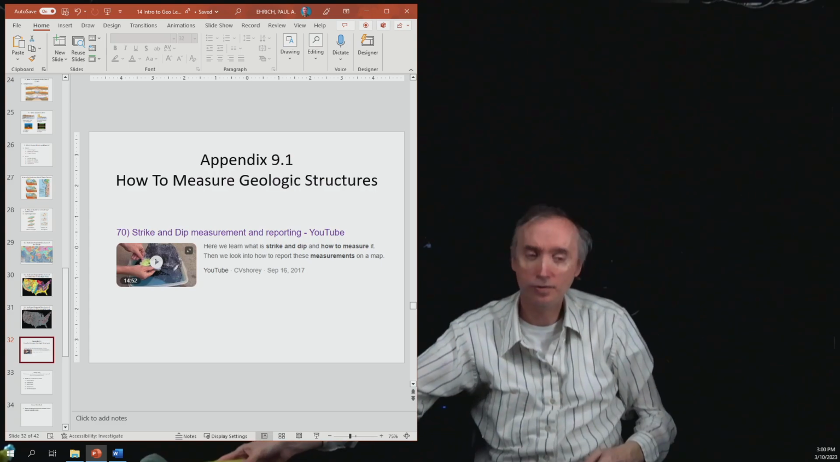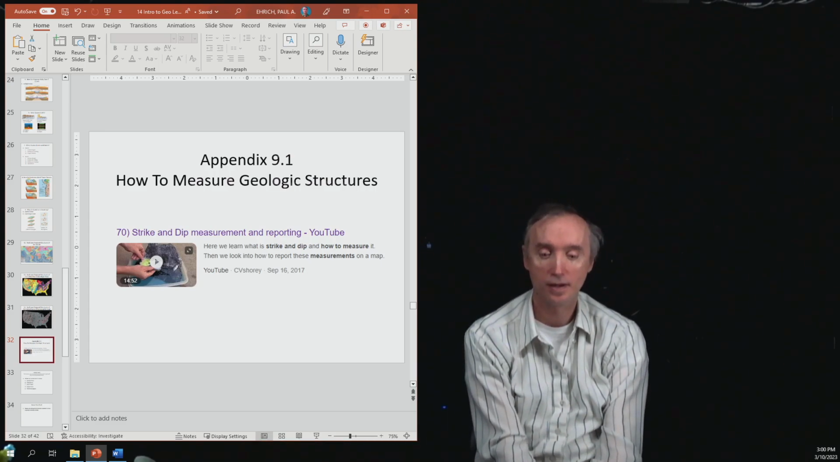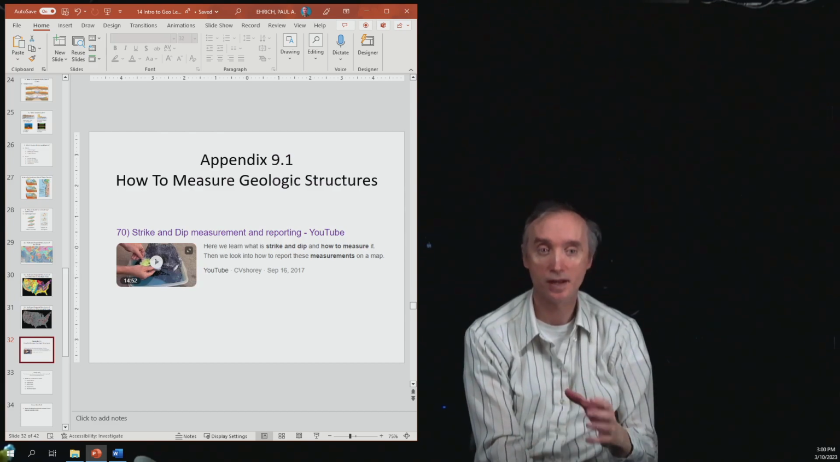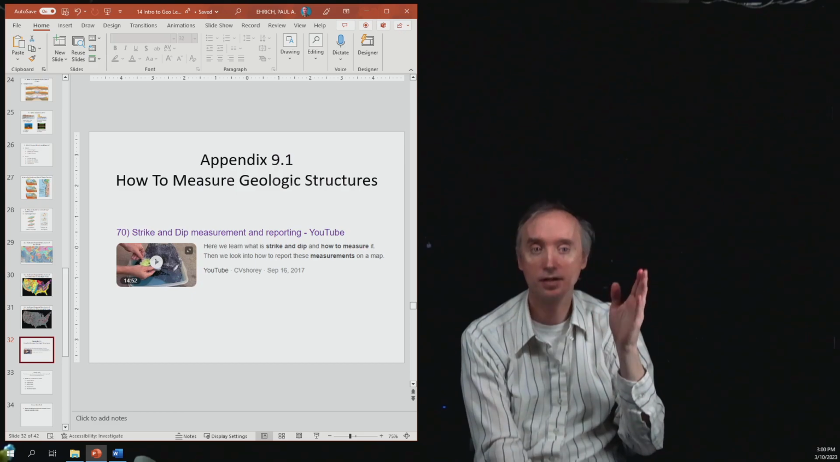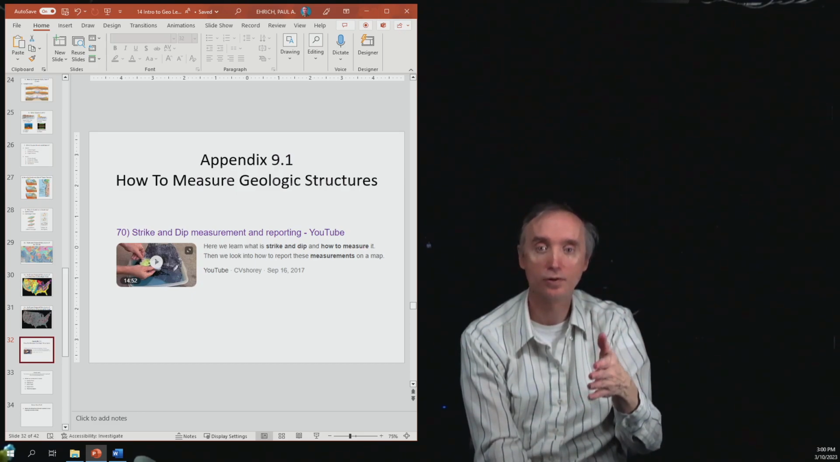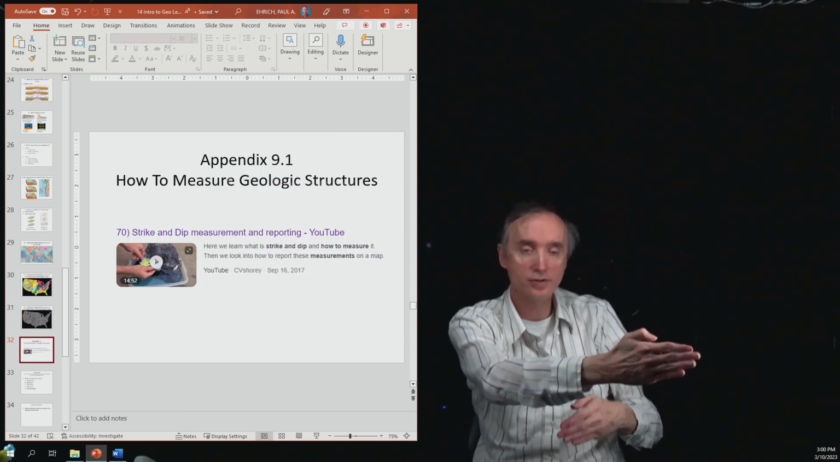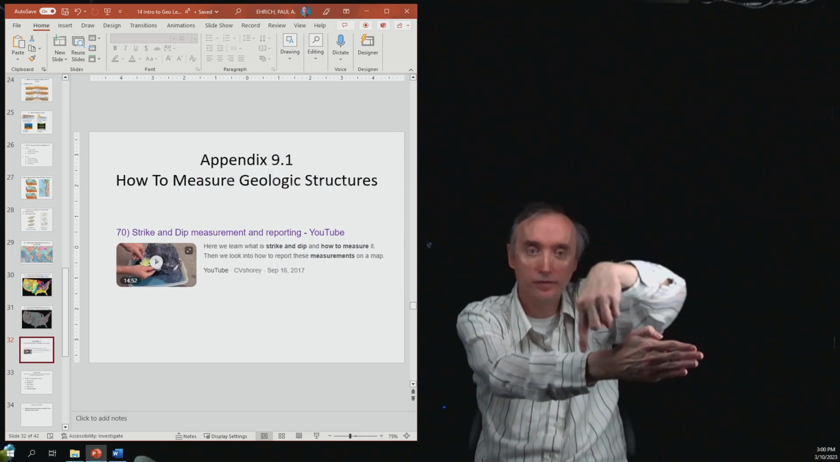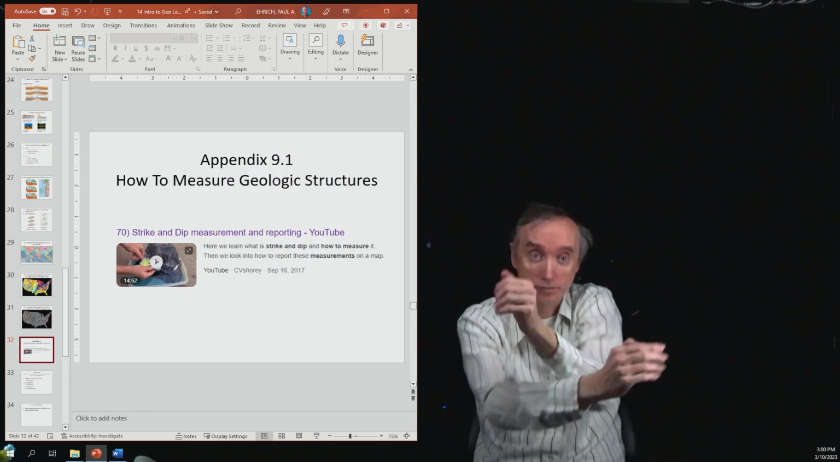So the way that we're going to do this is with a Brunton compass. And a Brunton compass is your standard compass. It's got the needle on it, and it's going to tell you which way is north and east and west. And so if the fault is going in this direction, you could say it's making a 45-degree angle with respect to north.